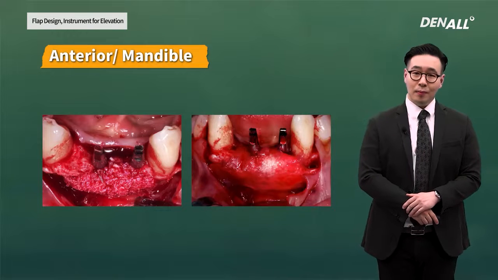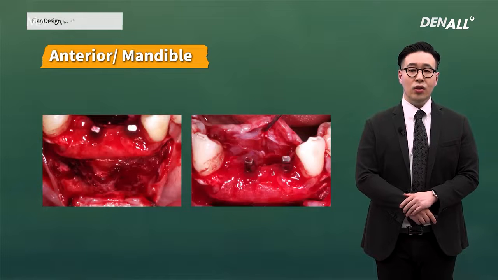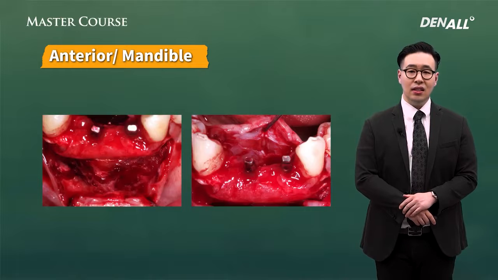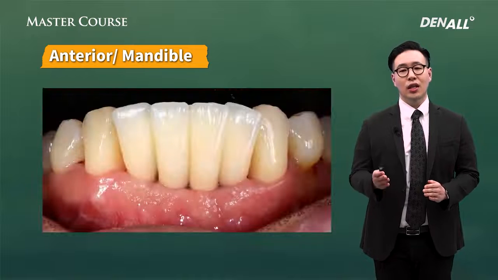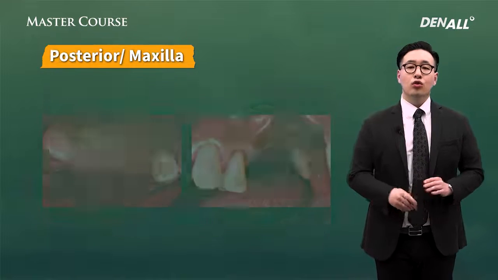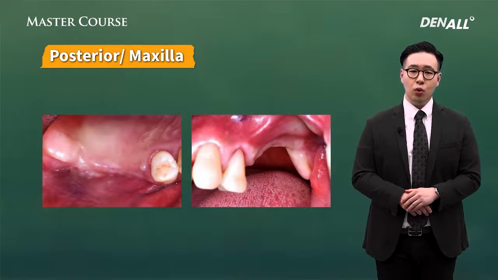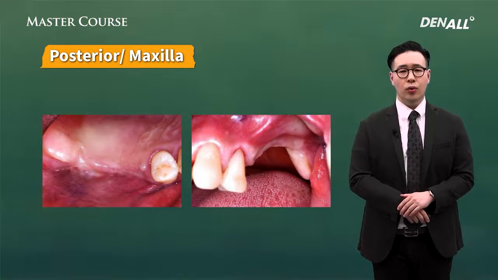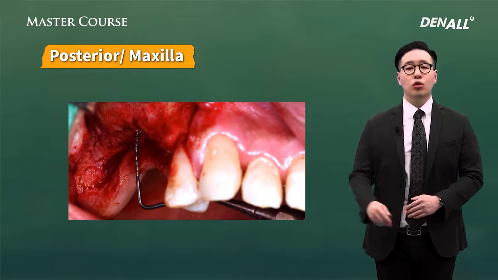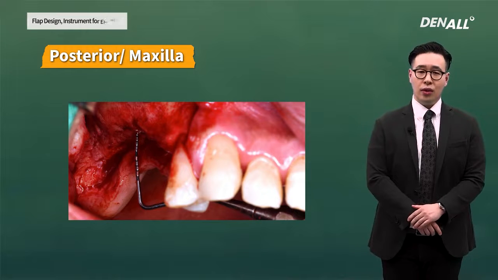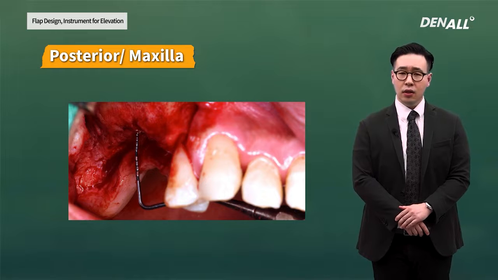Bone graft and membrane application was done. Because of bone graft amount, buccolingually, slight releasing incision was done and flap was closed. This is after final prosthesis. Second is upper posterior case. There's severe horizontal and vertical bone loss, and through CBCT analysis, bone graft amount and post-surgery primary closure was kept in mind when flap was designed.